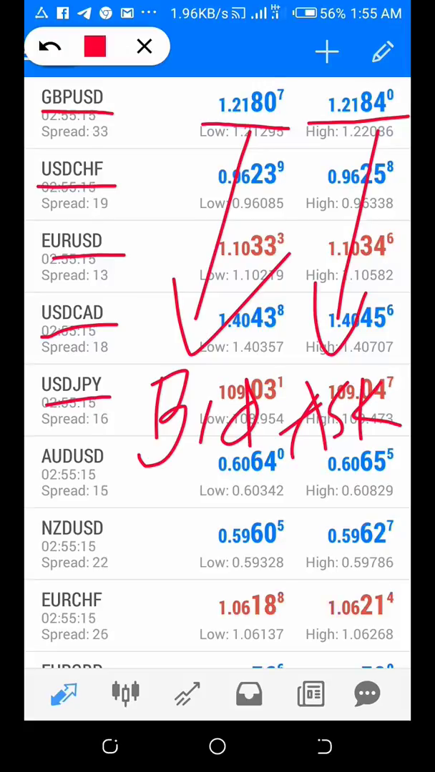The difference between the bid and the ask price is what we define as the spread. I've already explained that the spread is what your broker charges you to place a trade. For instance, if I place a GBPUSD trade, after placing it you will see it shows a negative figure straight away. That amount is what my broker charged me to place that particular trade.